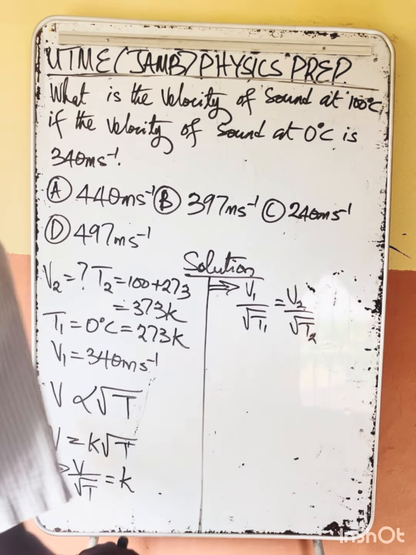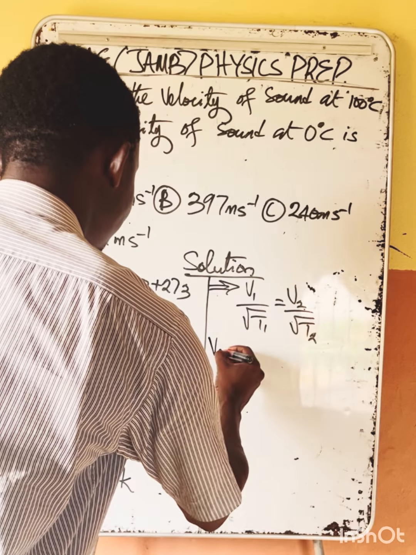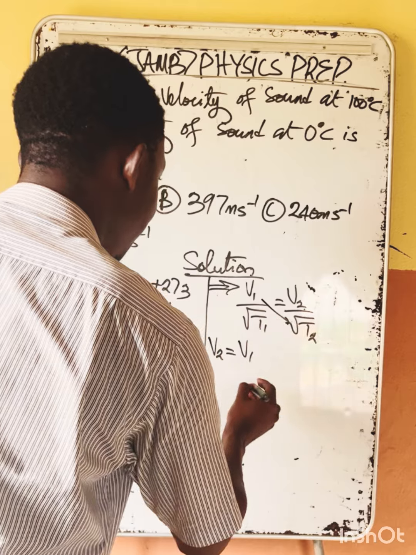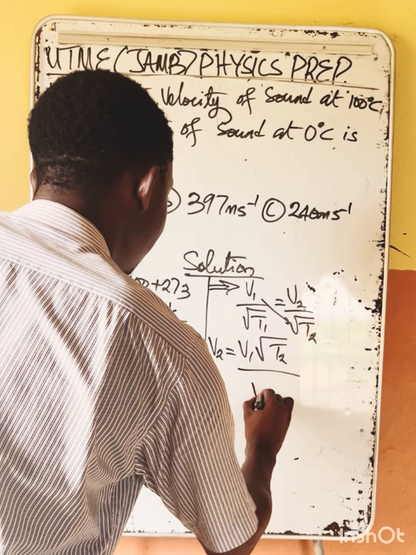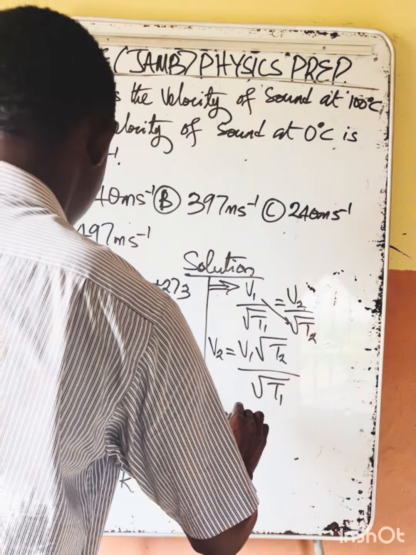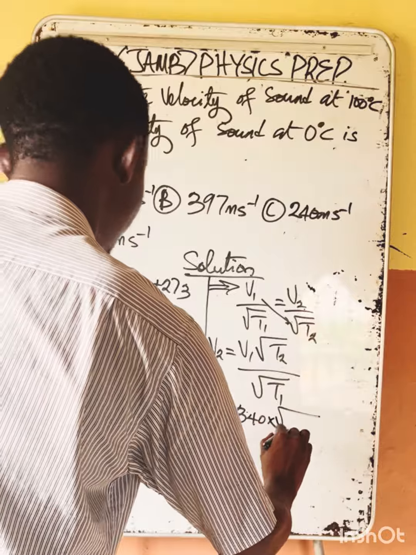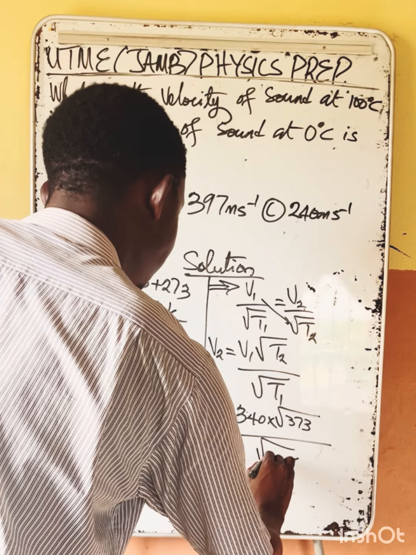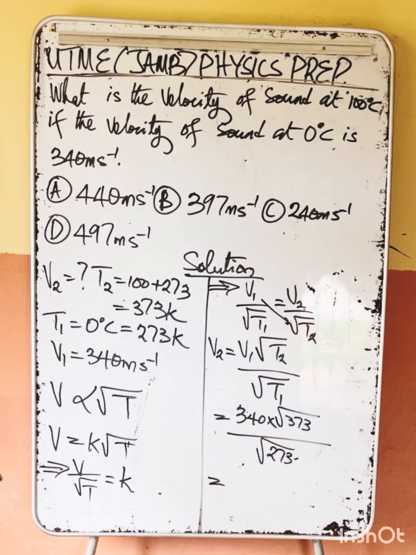All right, so let's make V2 subject of the formula. So V2 equals V1, I'm going to cross multiply. V1 root T2 over root T1. So let's substitute. V1 is 340 times square root of T2, which is 373, divided by root T1, which is 273. So let's get our final answer.